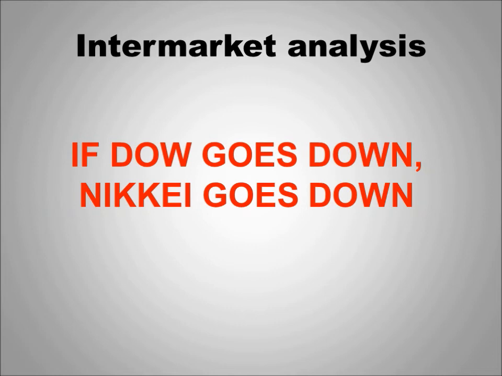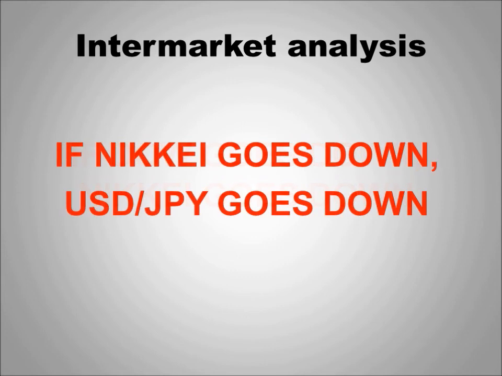Now, if the Dow goes down, Nikkei goes down. Because remember, the American economy and the Japanese economy are closely tied into one another. So whatever happens in the Dow affects the Nikkei. Whatever happens in the Nikkei affects the Dow. If Nikkei goes down, the US dollar Japanese yen goes down. Because again, we're talking about proportions.